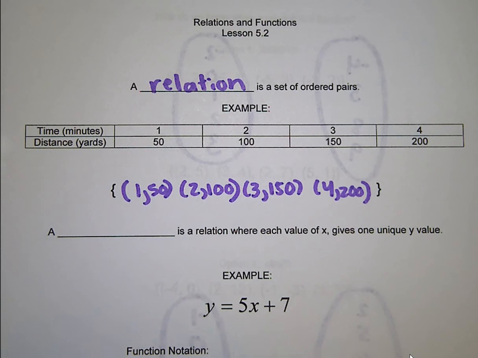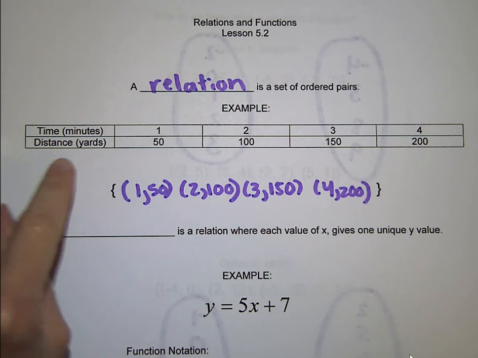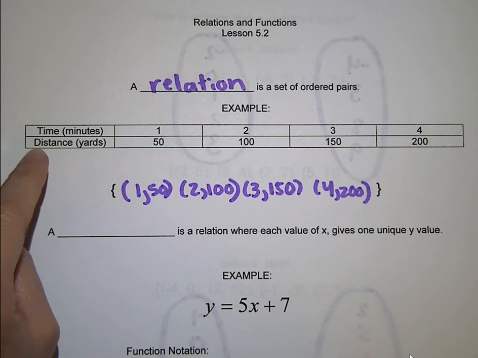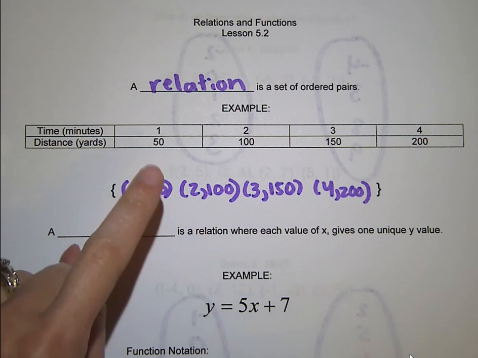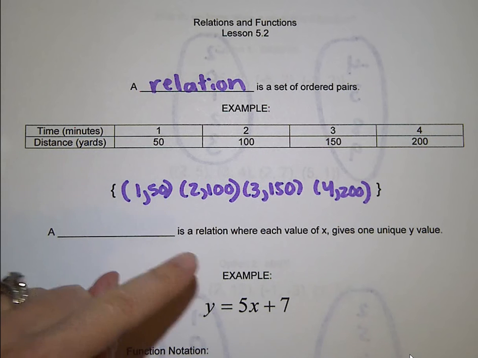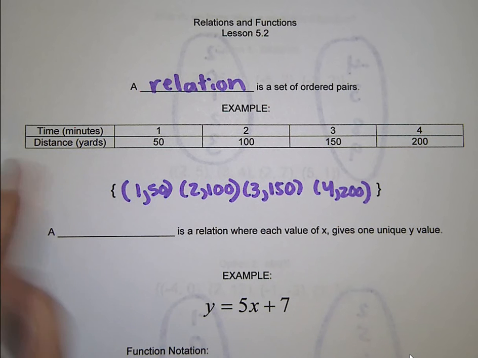Like in this example, this is how far your distance is after a certain amount of time. So 1 minute, 50 yards; 2 minutes, you've got 100; 3, 150; and so on. But a relation doesn't just have to be time and distance. It could be anything, like the number of hours you spent studying and its relationship to your score on a test, or age and height, or number of hours worked and how much money you make. All of those represent a relation.